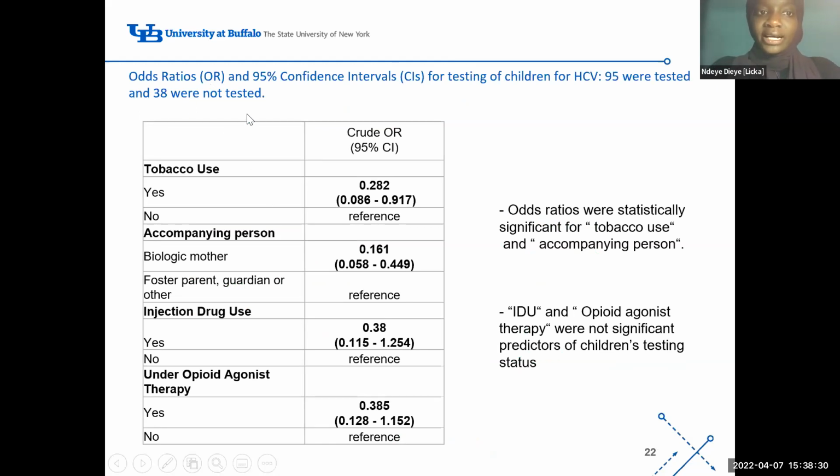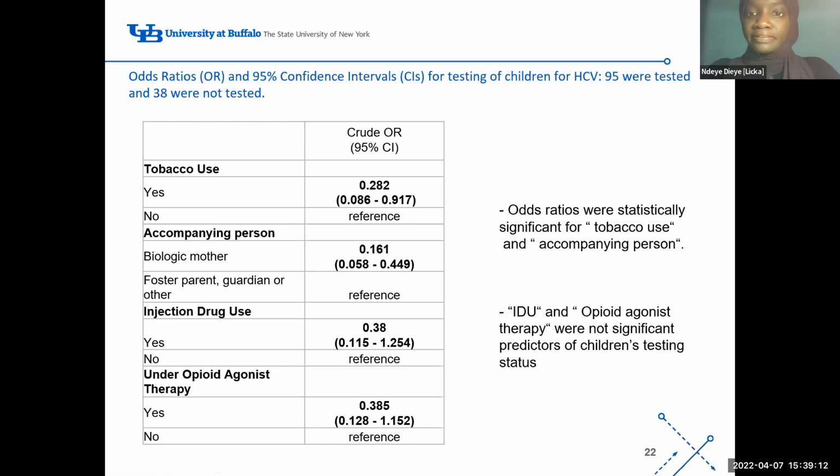We then tried to measure this association we have seen between variables and testing status. Here we estimated some crude odds ratios, and this table is showing that the odds ratios were statistically significant for tobacco use and accompanying person. However, injection drug use and opioid agonist therapy were not significant predictors of children testing status.